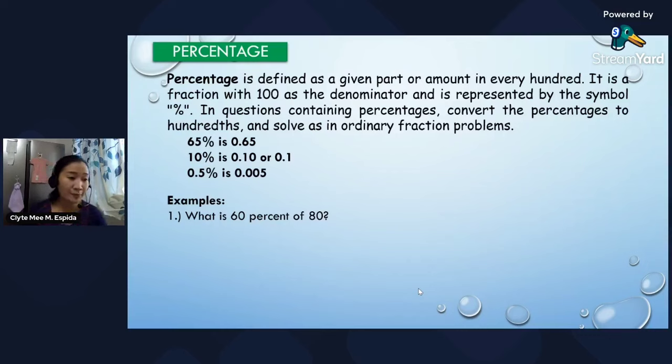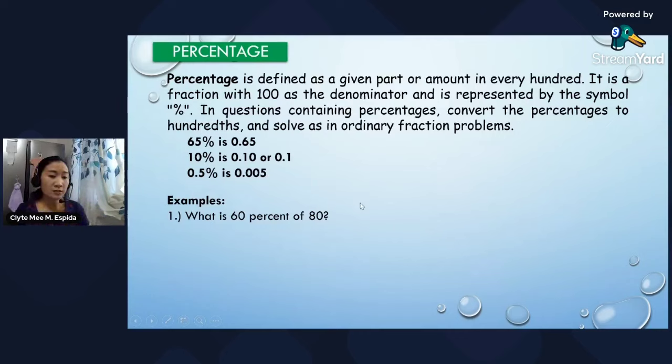So let's say 65%, that is equal to 0.65. We move two decimal places to our left. So when we say 10%, that is 0.10, and that is still equal to 0.1. When we say 0.5%, we move two decimal places to our left, so that becomes 0.005.